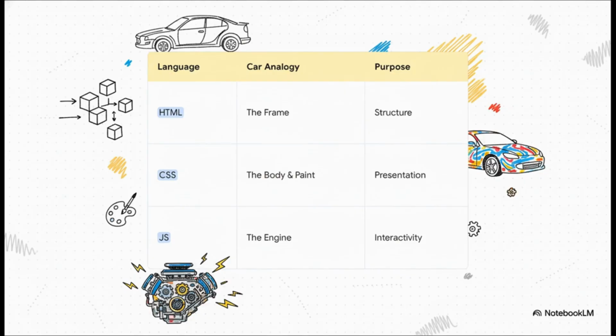And that brings us right to our key takeaway. This right here, this is your mental model. HTML is the frame. It gives everything its structure. CSS is the body and the paint. It handles all the presentation, how things look. And JavaScript is the engine. It drives all the interactivity. With just these three concepts, you can basically understand the fundamental architecture of any website you ever visit.